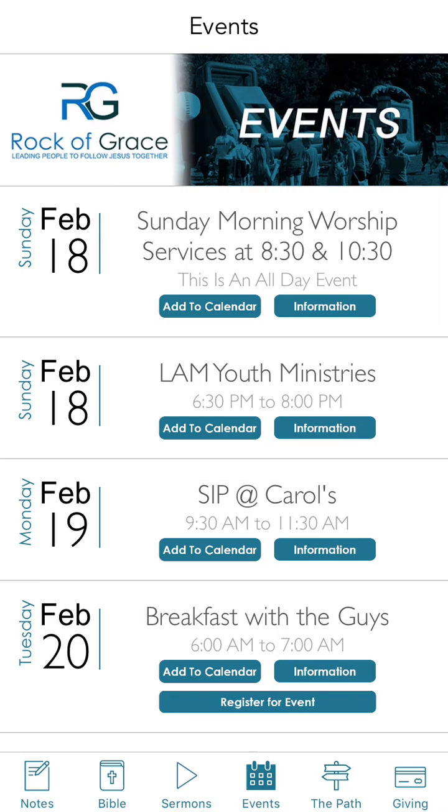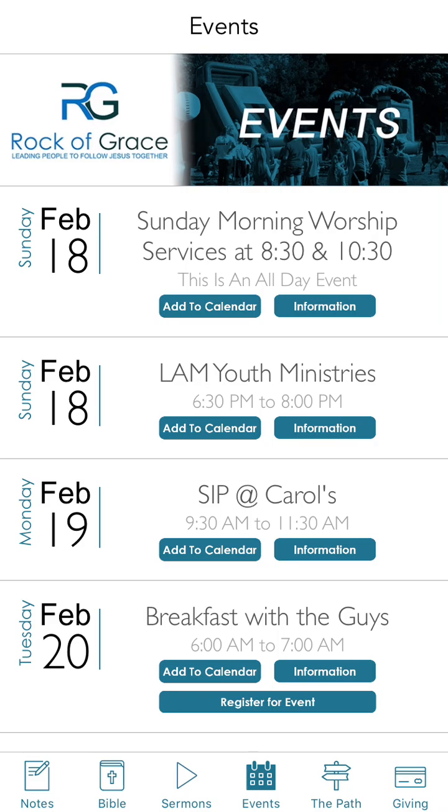But the thing is, what you're looking at here is the Rock of Grace calendar. You're not looking at your personal calendar on the device. So what the Add to Calendar button will do is add this event to your personal calendar. Say you're on an iOS device like an iPhone, it will add it to your iCalendar. Let's say you're on an Android phone, it will probably add it, based on what calendar you have on there, to most likely a Google Calendar.